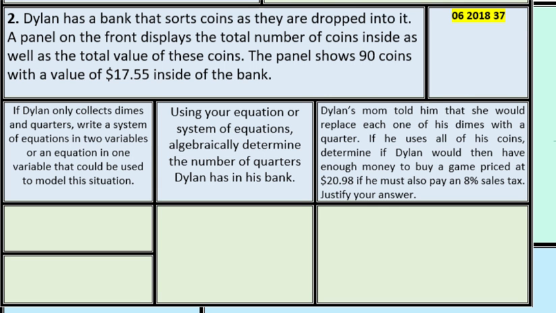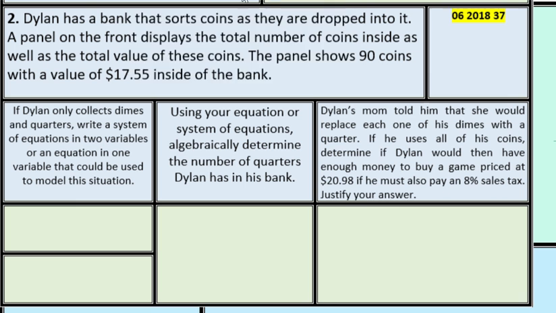Okay, question 2. Dylan has a bank that sorts coins as they are dropped into it. A panel on the front displays the total number of coins inside, as well as the total value of these coins. The panel shows 90 coins with a value of $17.55 inside the bank. If Dylan only collects dimes and quarters, write a system of equations in two variables or an equation in one variable that could be used to model the situation.